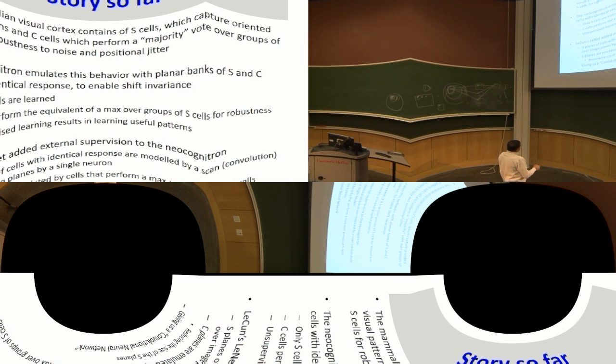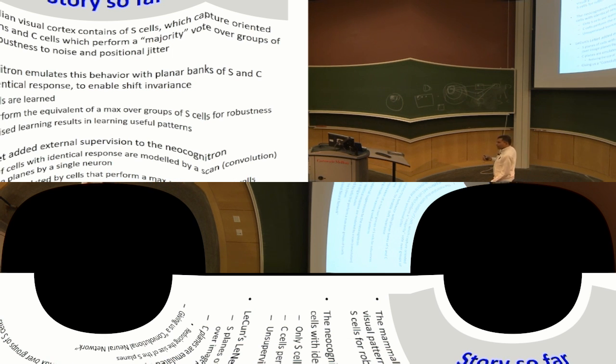C cells perform the equivalent of a max over groups of S cells, and unsupervised learning results in the detection of useful patterns. You basically end up performing some kind of clustering. LeCun's LeNet added external supervision to the neocognitron. So here the S planes of cells with identical responses are now modeled by a scan with a single neuron. There's no need for me to replicate the neuron so many times. I can get the computational equivalent by simply scanning with a single neuron. And C planes are emulated by cells that perform a max over groups of S cells. And this gives us a convolutional neural network.